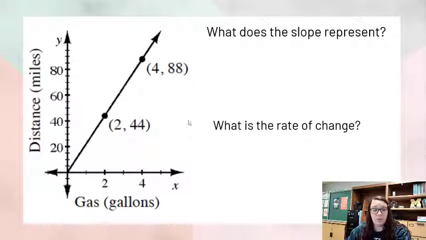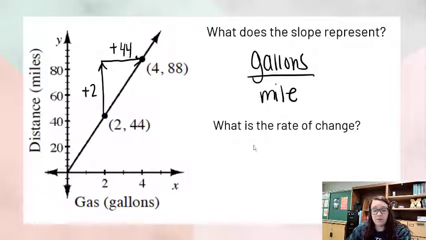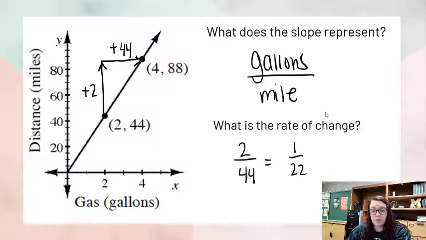All right, last one. What does slope represent? We've got gas in gallons per distance in miles. So this would be gallons per mile. And the rate of change in this case is talking slope. So it rose, it went from 2 to 4, it went up 2, and it went from 44 to 88, it went right 44. So 2 over 44 can reduce to 1 over 22. So I could say 1 gallon per every 22 miles. So 1 gallon per 22 miles.